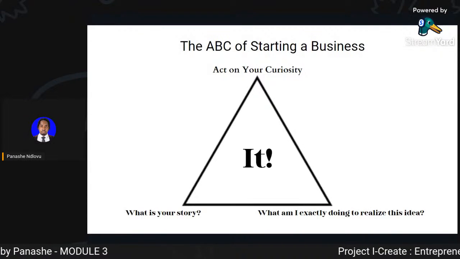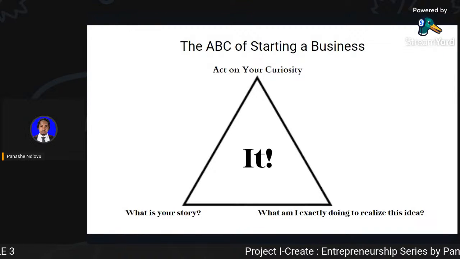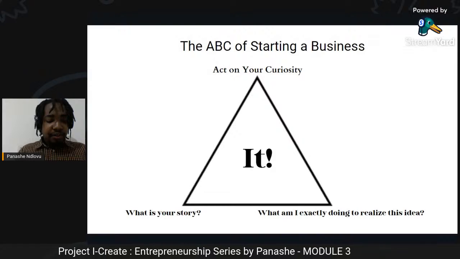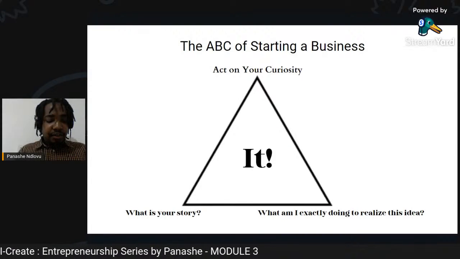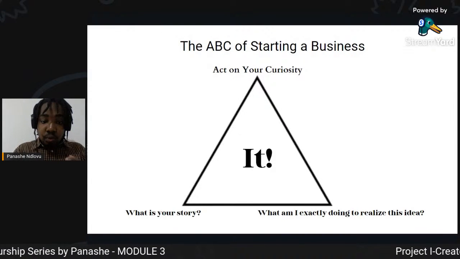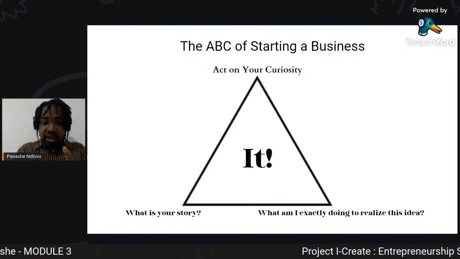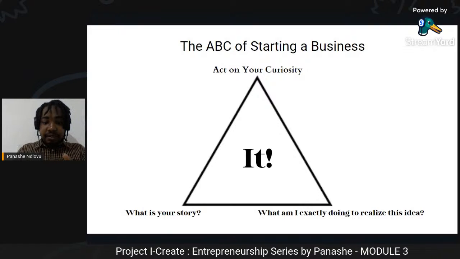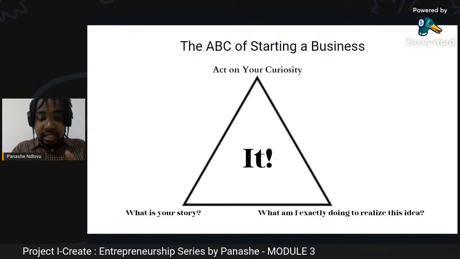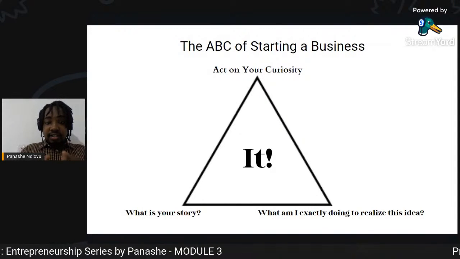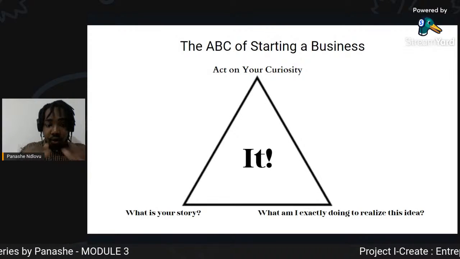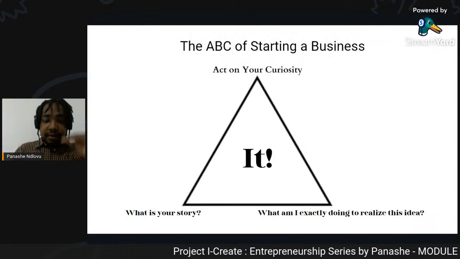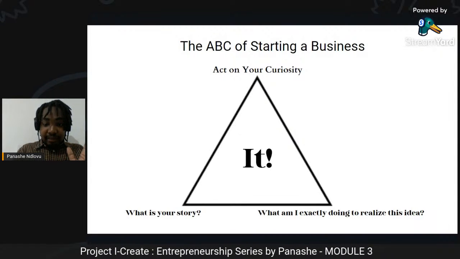So again, what is important, I would say, when it comes to starting a business is finding your own way of starting that business, finding your own way of launching that product, launching that service, launching that idea that is in your thoughts, that is in your head, right? Finding your own way. So this is what the ABC of starting a business is all about.